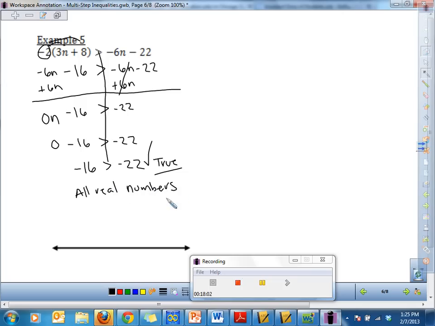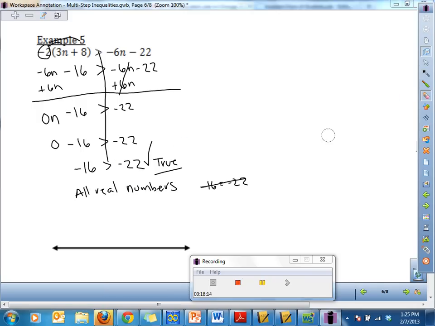And this is different than when we saw an equation, because sometimes when we saw an equation, if we got something like negative 16 equals negative 22, that was false, and the answer was no solution. But notice there's an inequality symbol in between these. Because of that, this is a true solution. Negative 16 is greater than negative 22. That is a true solution.